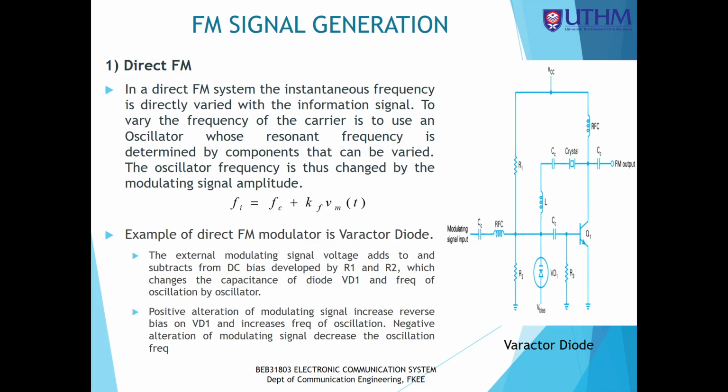So you see that here, apa yang berlaku di sini adalah to vary the frequency of the carrier, it is used an oscillator whose resonant frequency is determined by the component that can be varied. So the oscillator is thus changed by the modulating signal amplitude. Okay, so the oscillator input frequency is equal to FC plus KF VMT.